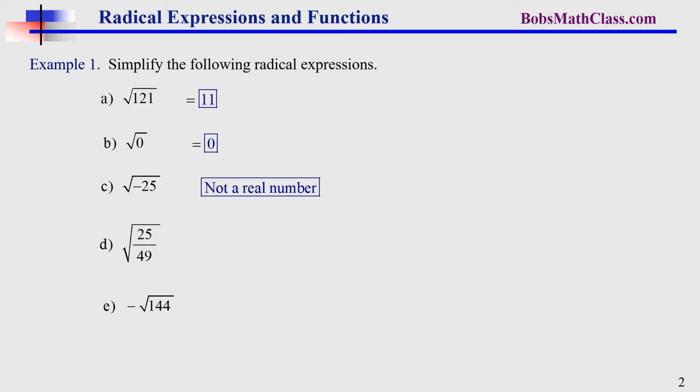How about this fraction, the square root of 25 over 49? What times itself would give you that fraction? Well, we can also just look at it individually. What's the square root of 25? 5. What's the square root of 49? 7. So the answer would be 5 over 7. Last one here, the square root of 144. That would be 12. 12 times 12 is 144, but there's a negative sign in front, so just leave the negative sign in front of your answer.